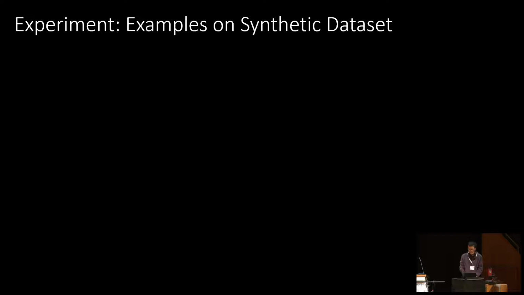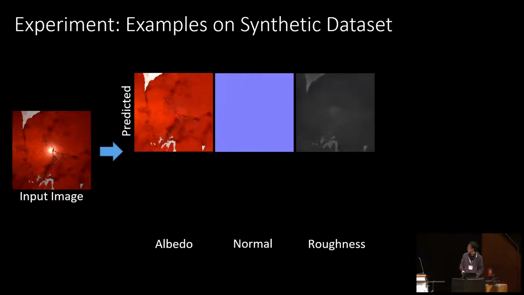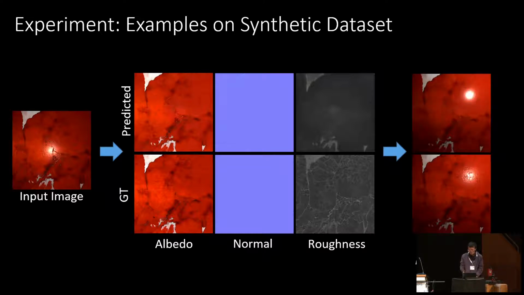Here are our results. We first show our results on the synthesized dataset. Given the input, our network predicts the following diffuse albedo, normals, and roughness. When compared with the ground truth, we can see that our results capture the spatially variant diffuse albedo, the flat normal, and the roughness quite well. In fact, our predictions are so accurate that we can use the predicted BRDF parameters to render the appearance of the surface under normal lighting.